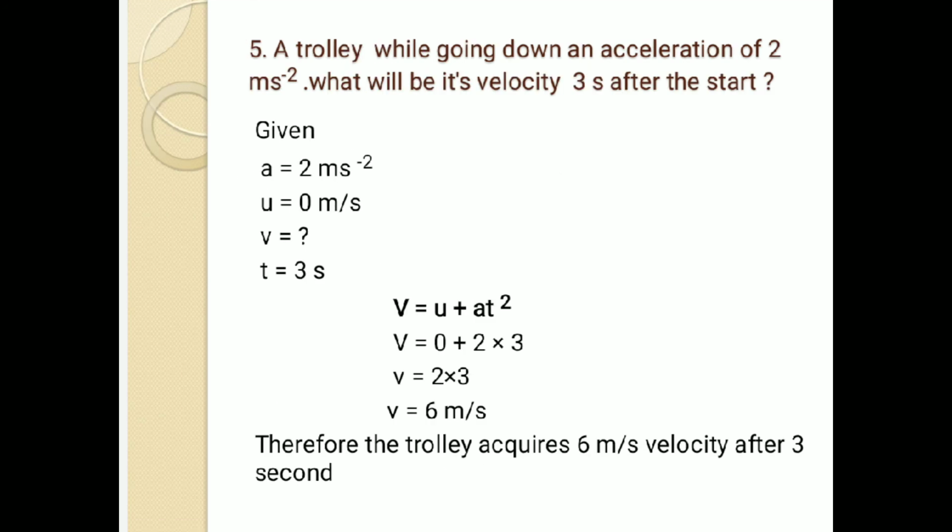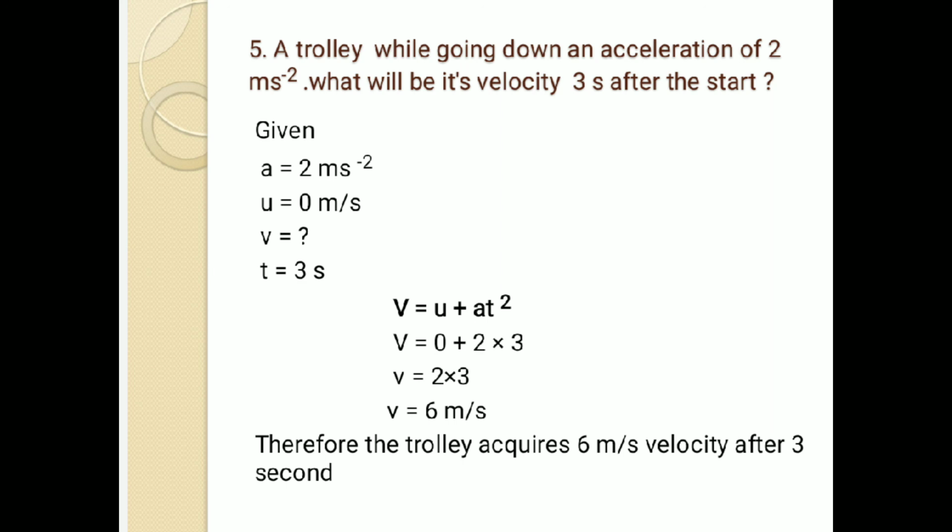Okay, next one more sum. This is a very important and very simple sum. A trolley going down with an acceleration of 2 meter per second square, acceleration they have given here. What will be its velocity 3 seconds after the start? After the start means obviously the trolley starts from rest, so the initial velocity will become 0. We need to find the velocity after 3 seconds, which means the final velocity. Given: a is equal to 2 meter per second square and u is equal to 0 meter per second.